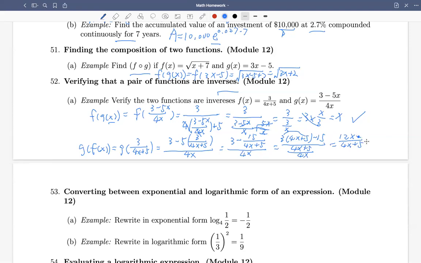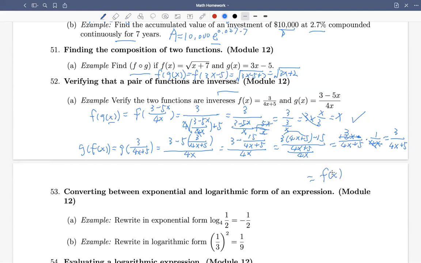Then divided by 4x is the same as multiplied by 1 over 4x. Now I can perform simplification, right? So 12x, 12 divided by 4, that's 3. x divided by x, that's just 1. So what do I get? I get 3 over 4x plus 5. What is 3 over 4x plus 5? That's f of x, right? That's f of x.